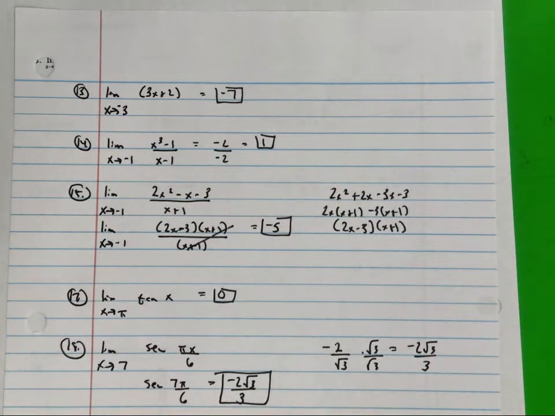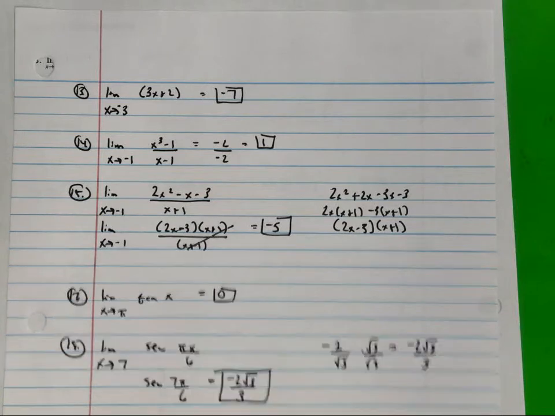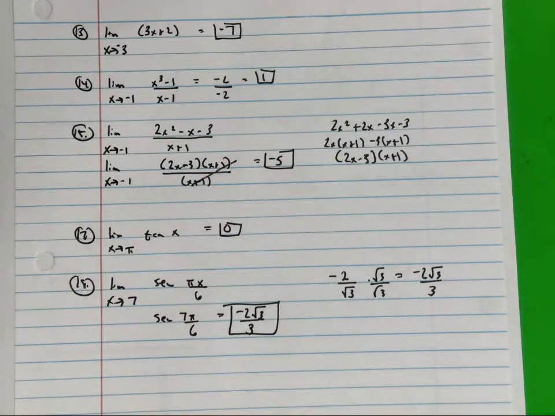Number 18. The limit as x approaches 7 of secant of pi x over 6. X approaches 7, I take 7, I plug it in. That's 7 pi over 6. Well, the cosine of 7 pi over 6 is negative square root of 3 over 2. Secant, you flip it. I came to the side and flipped it, and arrived at my answer, negative 2 square root of 3 over 3. Take a moment to look at that.